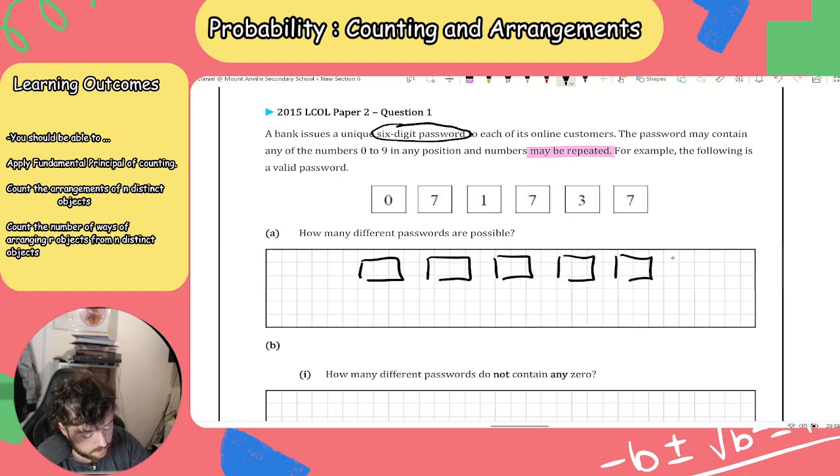numbers in my pin. So I could have 10 options for the first one, because it could be 0, 1, 2, 3, 4, 5, 6, 7, 8, 9. And then I'm going to have 10 options for the second one, because they're allowed to be repeated. And then 10 options again, 10 options again, 10 options again. Times them together.